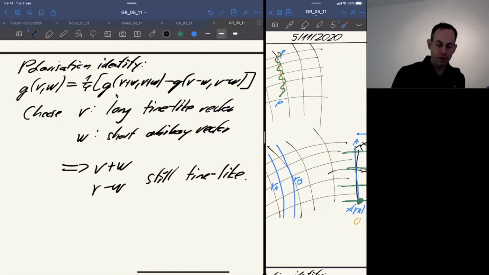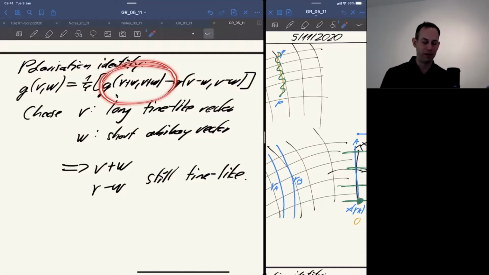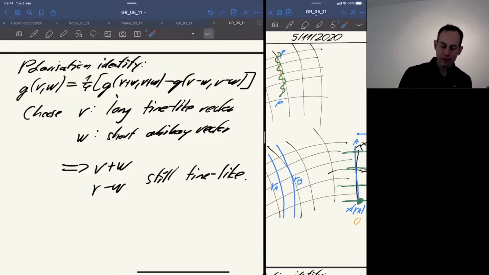But this means that for this choice, as long as I just consider vectors of this type, I can evaluate this G using the metric for vectors which are time-like. And for time-like vectors, we know how to measure lengths. We just move along a path in the direction of that vector and measure the time that passes. That's exactly what it means to determine this quantity by an experiment. So in other words, under this condition that v is long and time-like and w short, we can just with a clock completely determine this measure here.